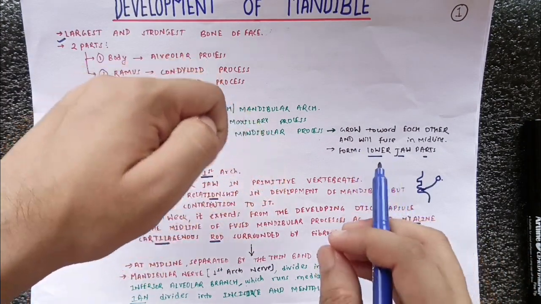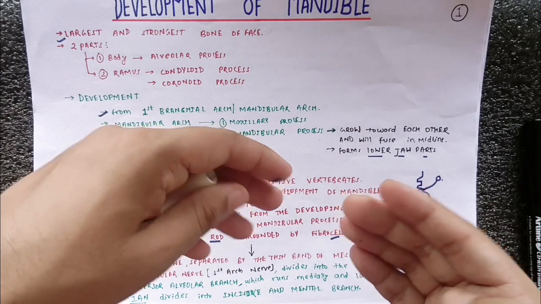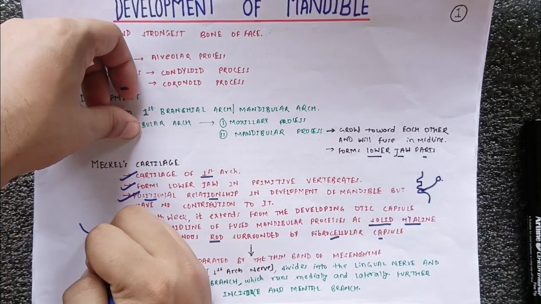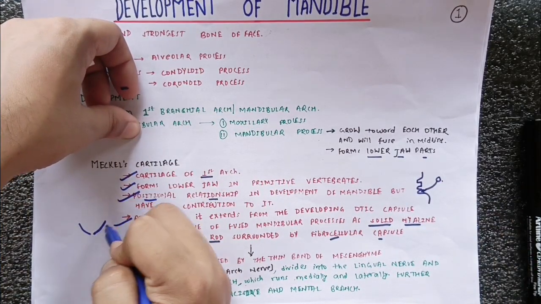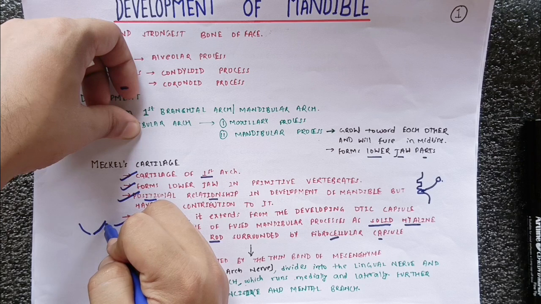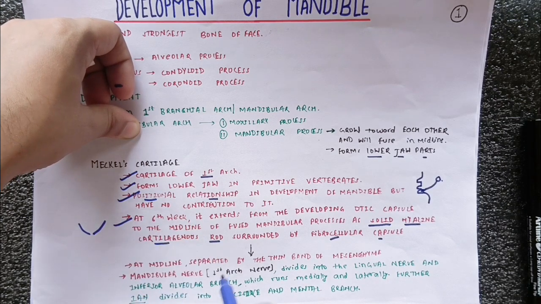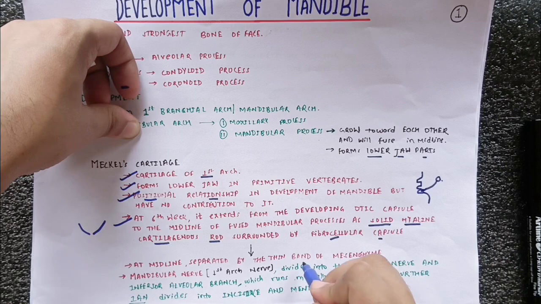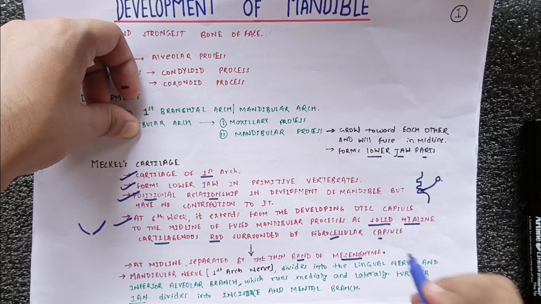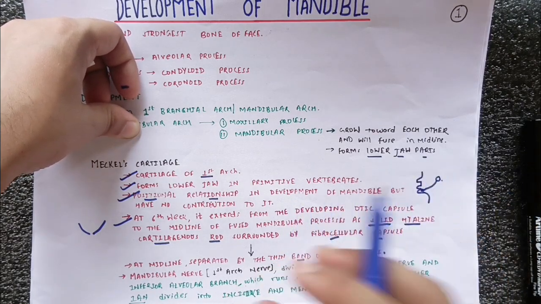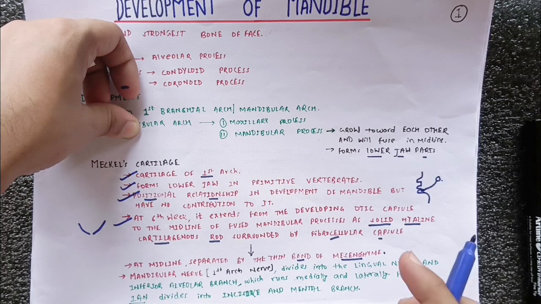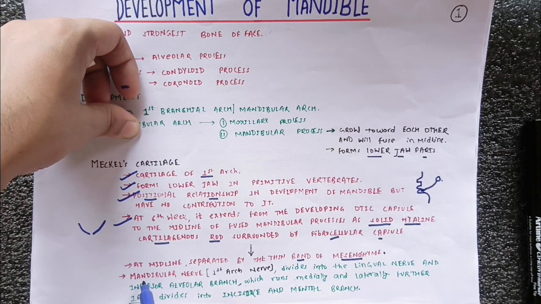So just remember, these cartilages come from the left side and the right side, but they are not fused in the midline. They are separated by a band of mesenchyme. Connective tissue is present between the two cartilaginous rods. And as I have written here, the mandibular nerve is a first arch nerve.